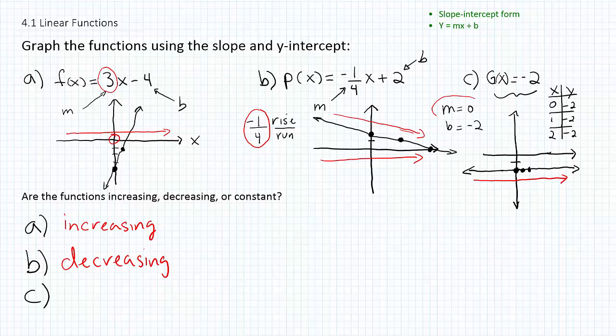So when your slope is 0, that tells you that the linear function is constant. So in this case, our graph has a slope of 0, so therefore the graph is constant. And of course that makes sense because, as we said before, the equation is just y is equal to -2, the constant -2.